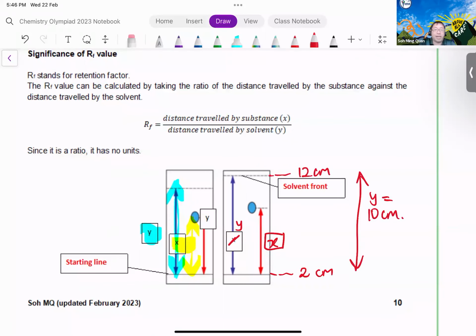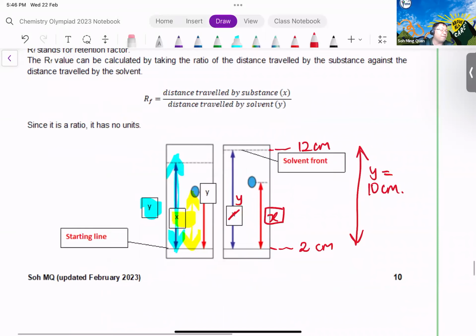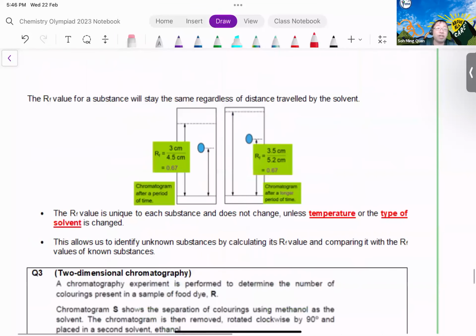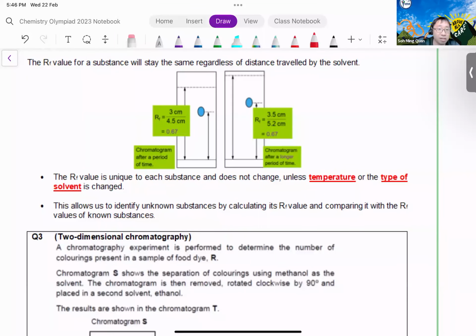All right, let's move on to the second last page, page 11. I think we're doing good on time. Now, RF value is really important because RF value allows you to actually identify what the substance is. So it's not just about separating a mixture anymore. It's about analyzing and identifying, oh, this is this banned drug. Oh, that is heroin. That is methamphetamine, for example. All right. How do you do that?